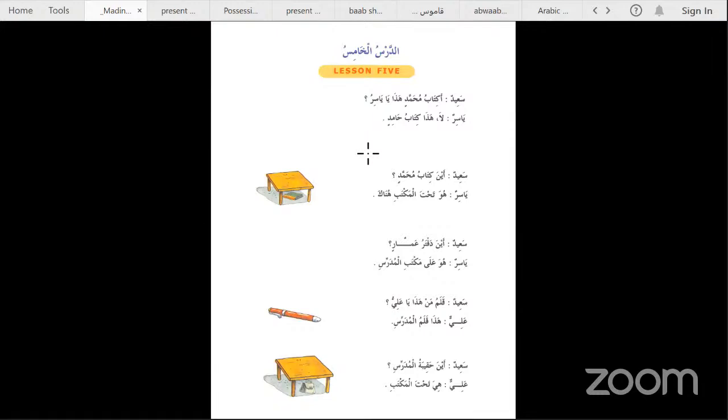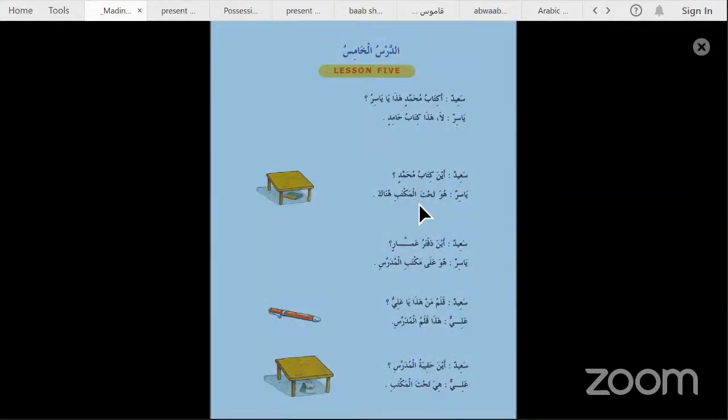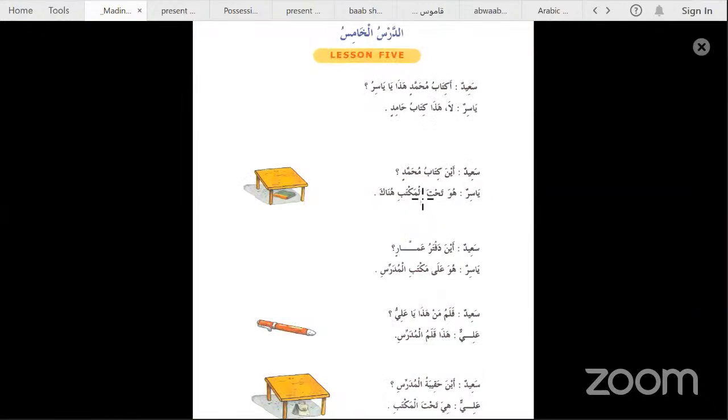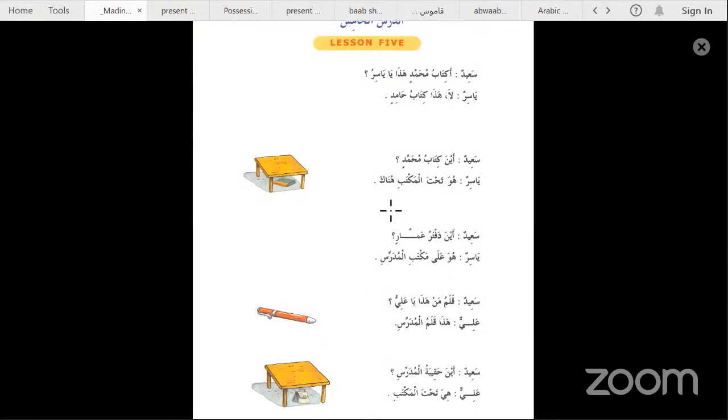Saeed: Aina kitabu Muhammadin. Where is Muhammad's book? Yasir: Huwa tahtal maktabi hunaka. It is there under the desk. Remember, tahtal has the fatha. Tahtal maktabi hunaka. Excellent.